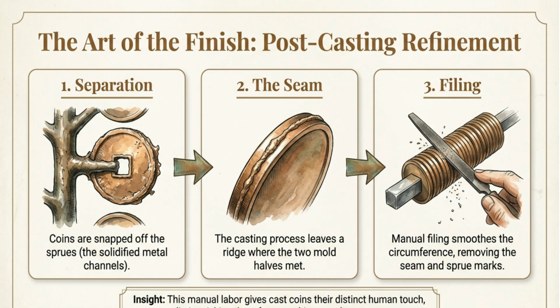Post-casting refinement, or the art of the finish, involved 3 steps. First, the coins were separated from the sprues. Next, the seam, a ridge where the 2 mold halves met, was smoothed. Finally, manual filing removed the seam and sprue marks.